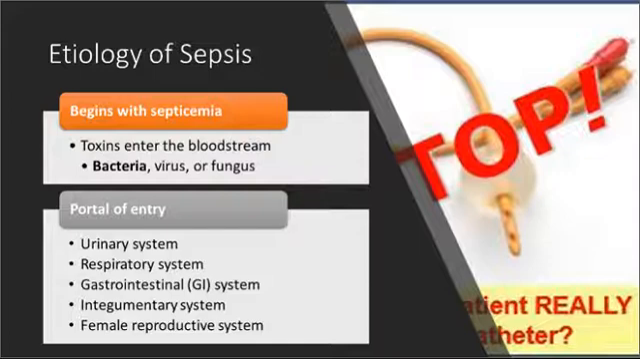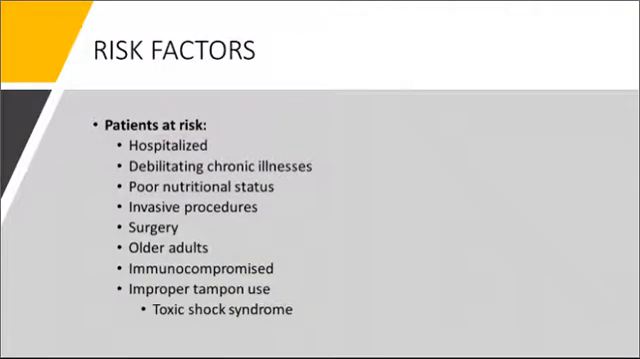I had a patient years ago, young, she was only 16, was pregnant, had a C-section, and ended up with MRSA in her uterus post C-section. Okay, risk factors. People that are hospitalized, debilitated, chronic illness, poor nutrition, invasive line surgery, older adults, immunocompromised, improper tampon use such as toxic shock syndrome.